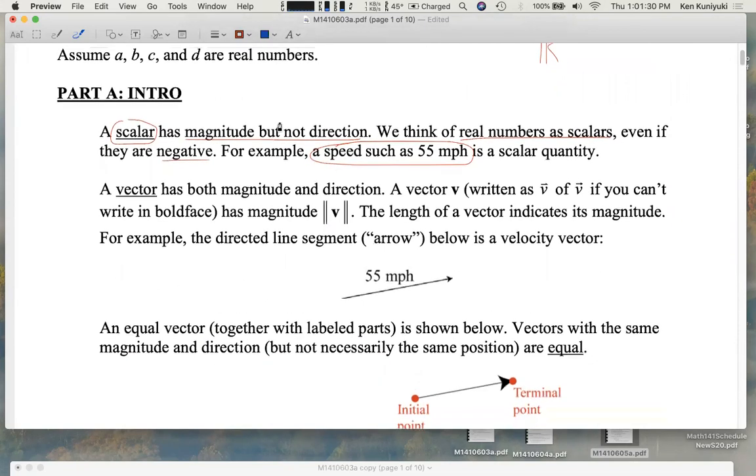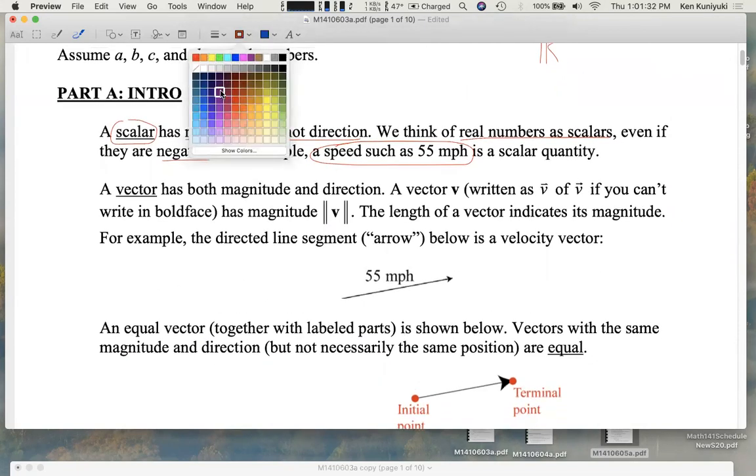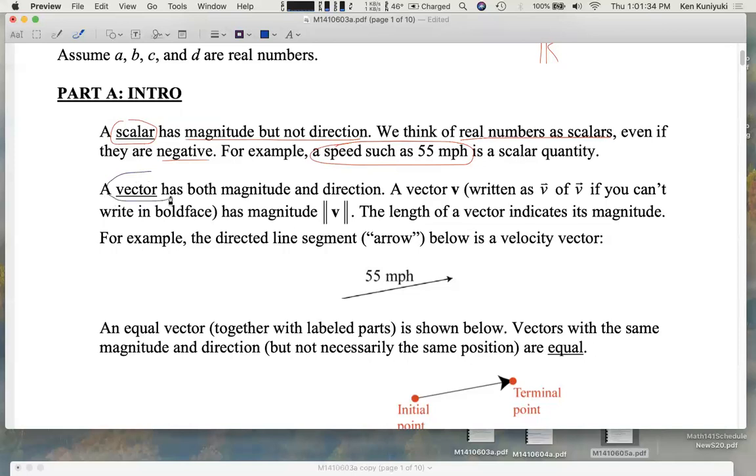But then we have vectors. Vectors have both magnitude and direction. Magnitude and direction. There's a clip from Despicable Me I can send out. There's actually a character called Vector.